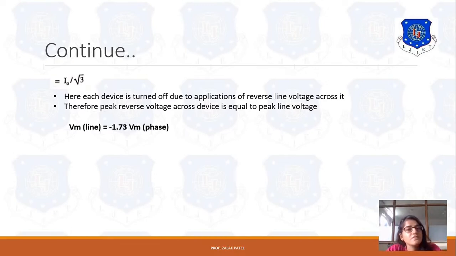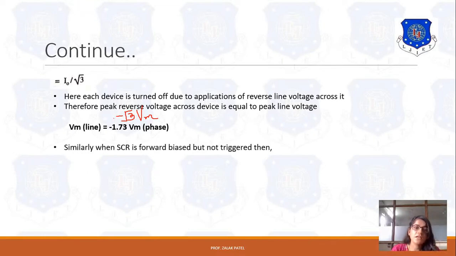Root 3 can be written as 1.73, so it is actually minus root 3 times maximum voltage. Maximum voltage is our line voltage, so it is like minus root 3 Vm for peak reverse voltage. Now what is the peak forward voltage? In case of peak forward voltage, the negative sign will disappear and the Vm line for the forward case can be written like plus 1.73 Vm.